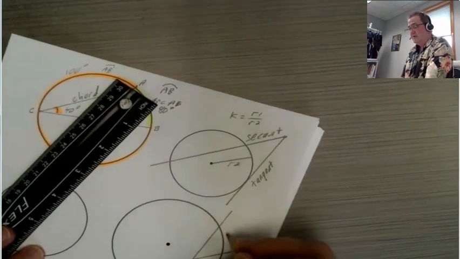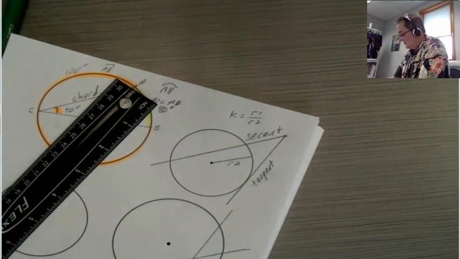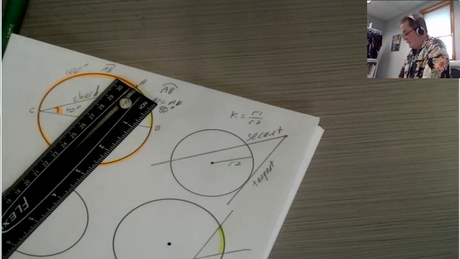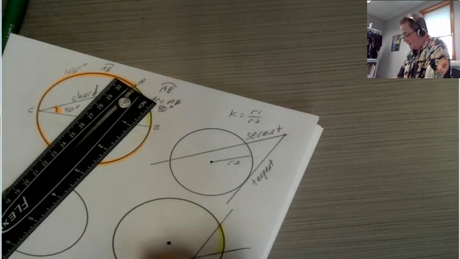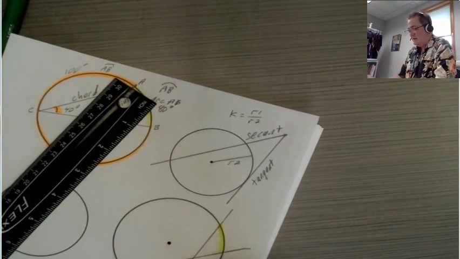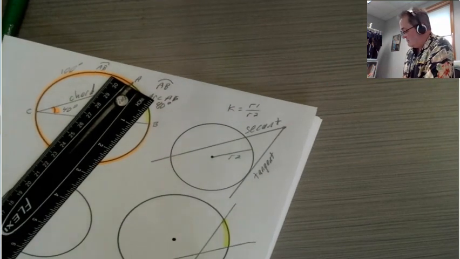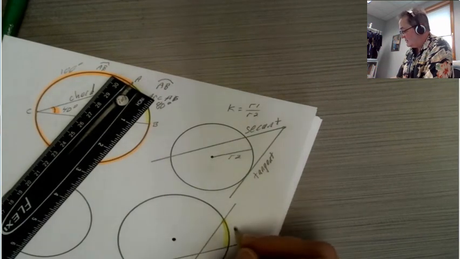Let me put these arcs on here. All right, so we have that arc, and we have this arc. Let's say that the measurement of this arc is 80 degrees, and that this one is 60 degrees.